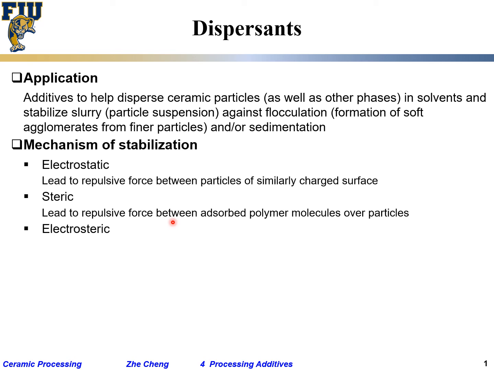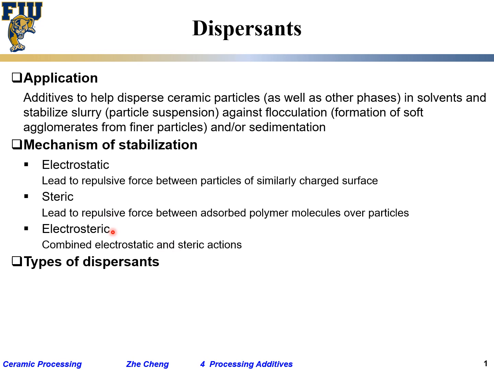Steric stabilization, and sometimes we also have a combination of electrostatic and steric. We call it electrosteric, which is a combined effect. We have polymer chains, but some of them also have electric charge on them. So we have this combined effect.